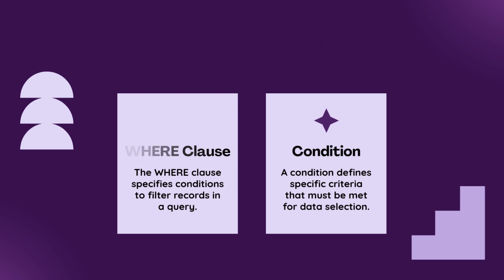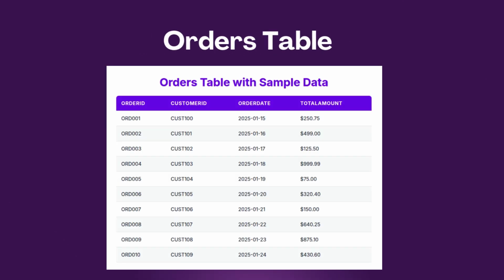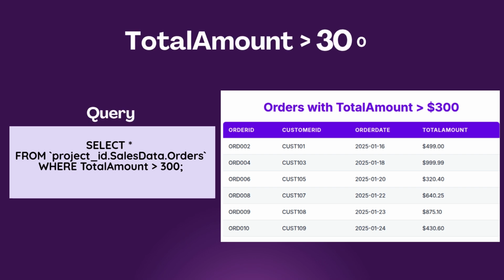For example, let's say we have our orders table, which has columns like order ID, customer ID, order date, and total amount. If we want to find only those orders where the total amount is greater than 300, we can write a query like this. Select * from _project_id.sales_data.orders where total_amount > 300. This query will return only the rows where the value of total amount is more than 300.